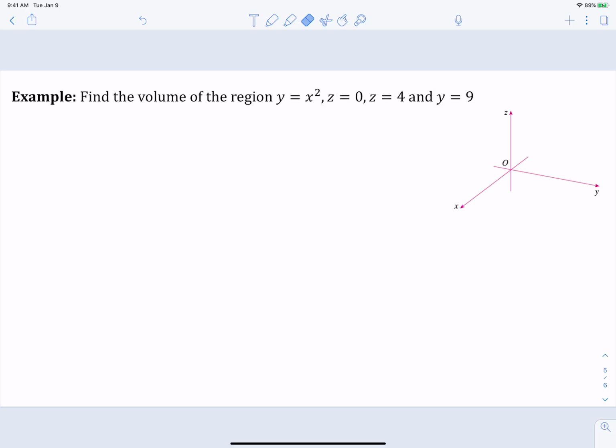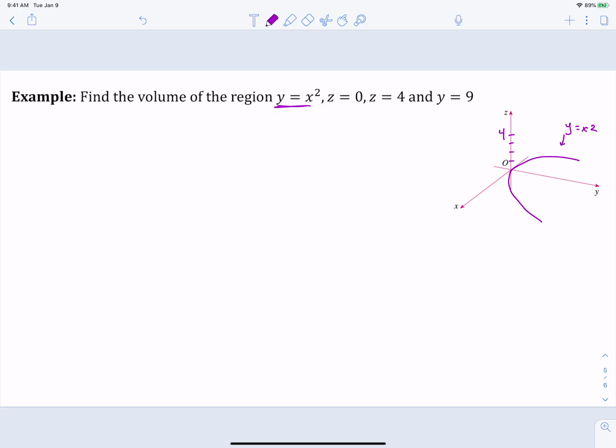So z is going to go from 0 to 4. 1, 2, 3, 4. That's taking off any of this part down here. So it's going to start in the xy plane and go up until z is 4. And then we've got this function here, y equals x squared. That's a function that is in the xy plane. Oh, if I go too slow, it makes a straight line, and I don't want to do that. So here's y equals x squared. That's a parabola. We know what that looks like.